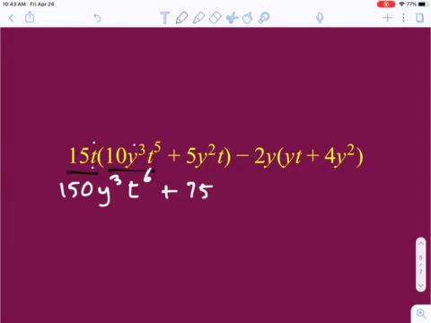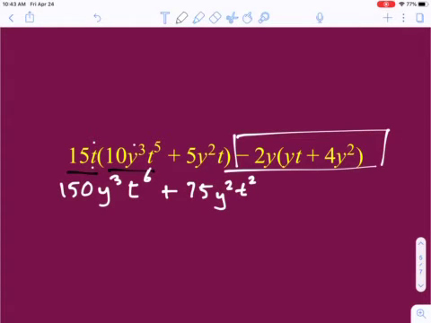And then we have y squared again, because there's no y term here. Then you have t squared. And now I'm completely dealing with just this part right here. So I'm going to have minus 2, because 2 times 1 is 2, y squared, and then just a t, and then minus 8y to the cubed.